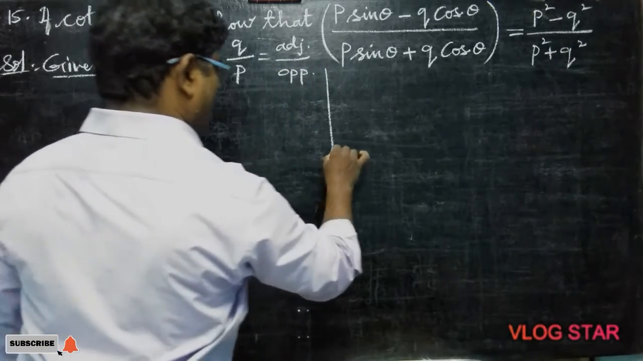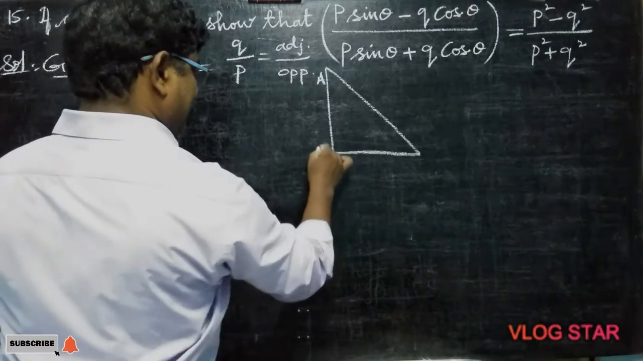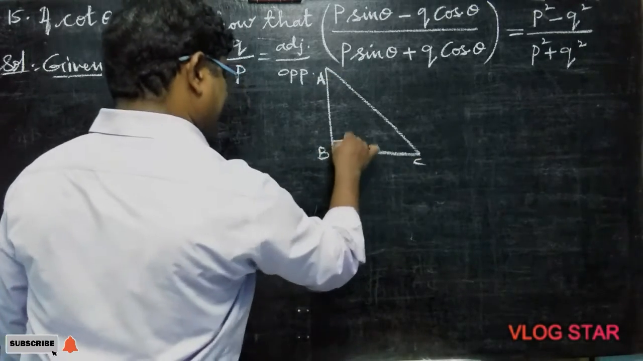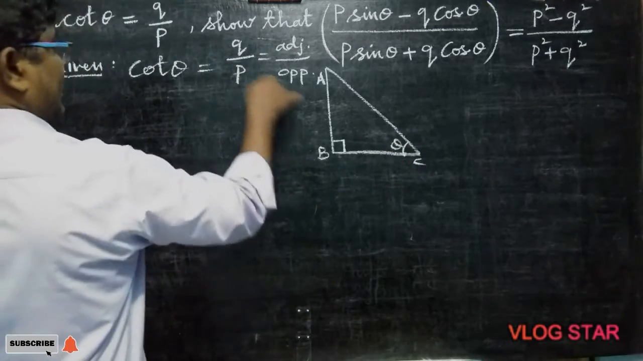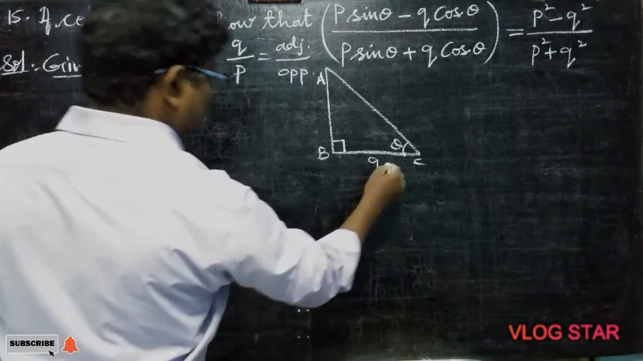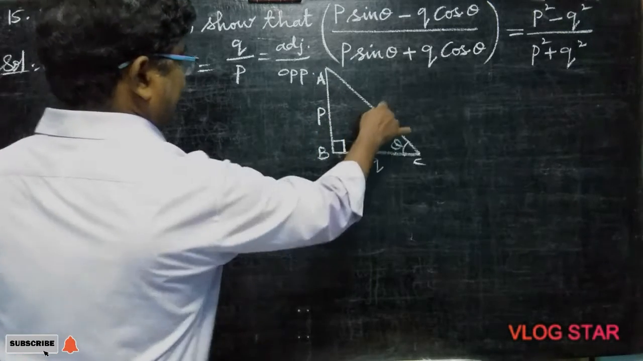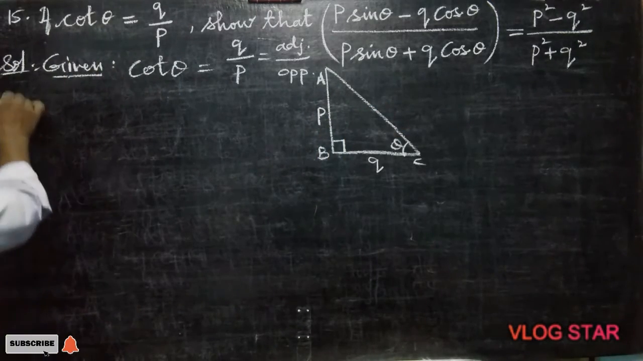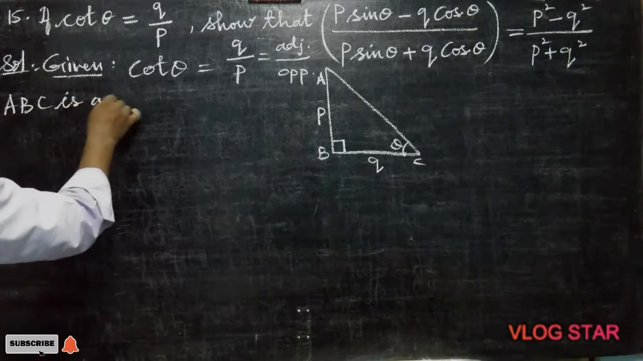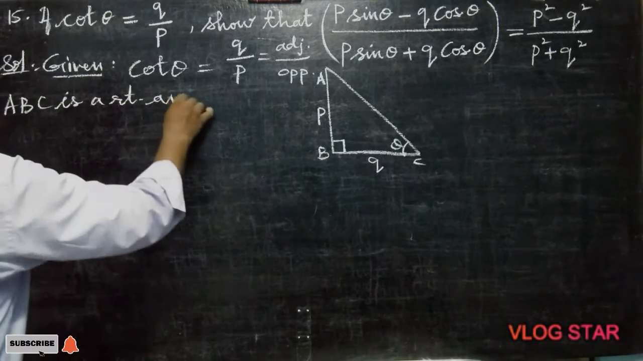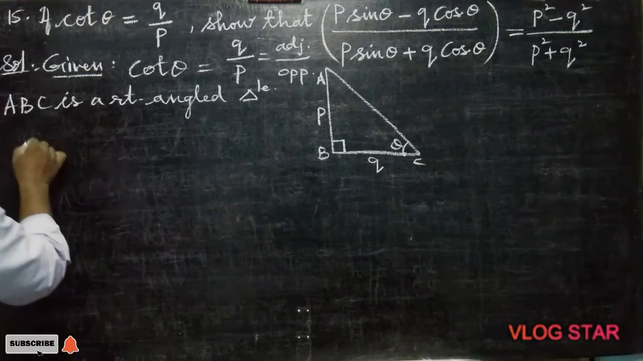So, draw a right angled triangle ABC where the right angle is at B and the angle at C is theta, and the adjacent side is Q, that is BC, and the opposite side is AB, this is P, and the hypotenuse we are going to find. ABC is a right angled triangle. Always you have to mention this. The complete trigonometry is based on this one.